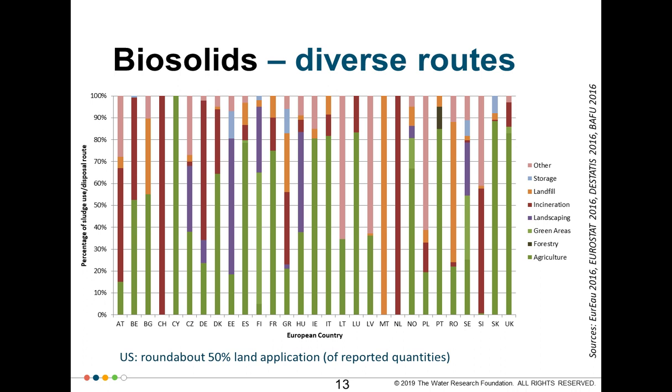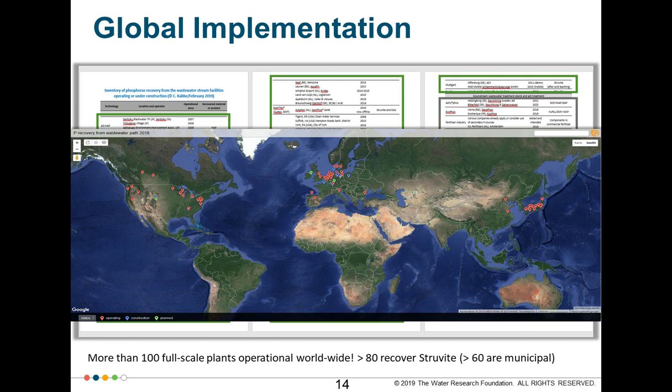We still have a very broad range or diversity of biosolids application or disposal routes. The range is from 100% incineration to 100% direct application in Europe. If you look at the US, we have around 50% of land application and then some percentages in different other routes.